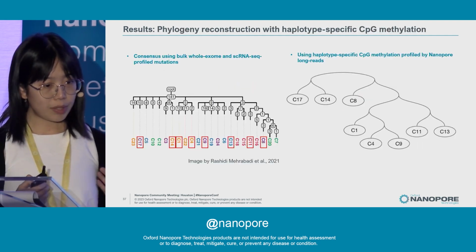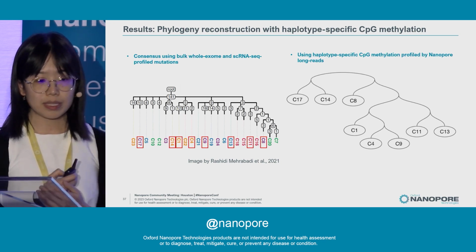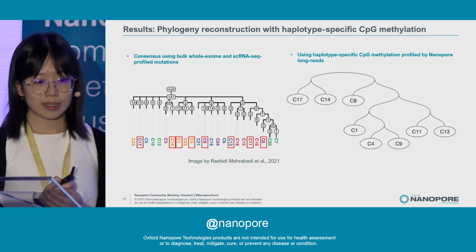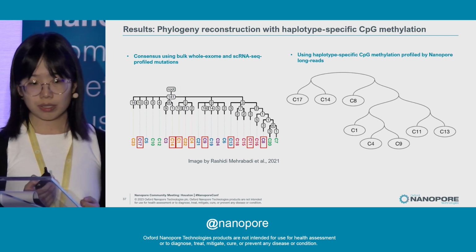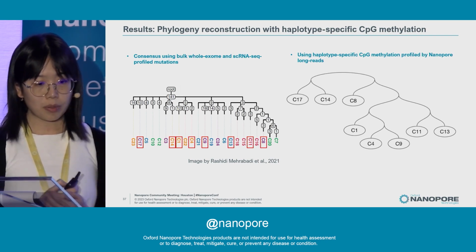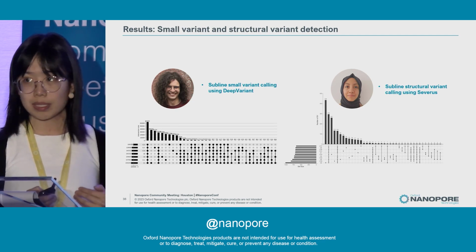Of course, these are very preliminary results, and we will be able to look deeper into the discrepancies once we have all the sublines, as well as normal melanocyte data. That said, the initial results seem promising, and what made us more excited about this project involving Nanopore long read is that we can perform small and structural variant calling on the same set of data.